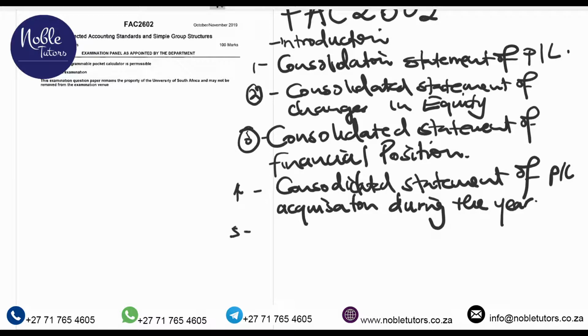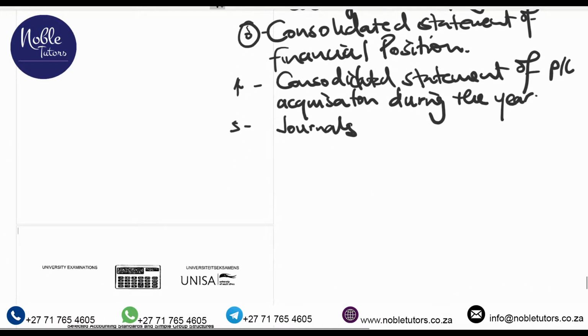Then our number 5, we're going to do journals. We use our general journal to eliminate and to cater for transactions, all those things. So there's a video that is going to focus only on the journals, because if you go to the exam, the first question will be the journals. So you need to understand the journals.